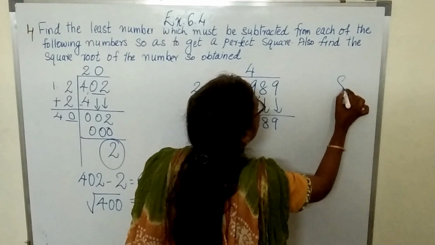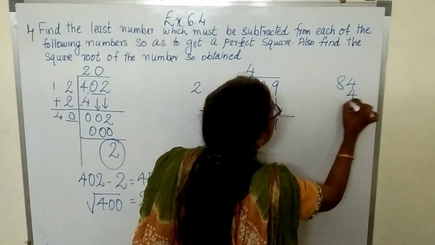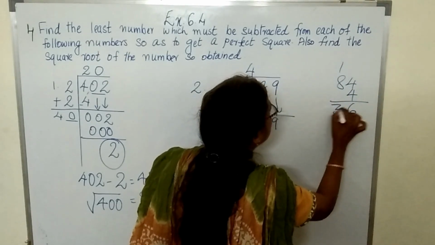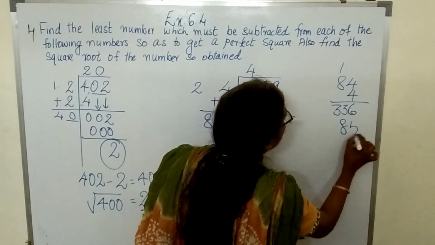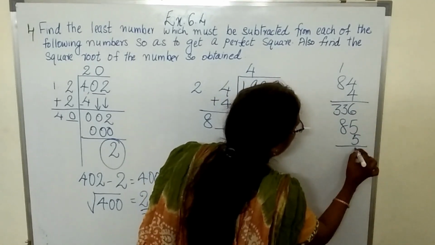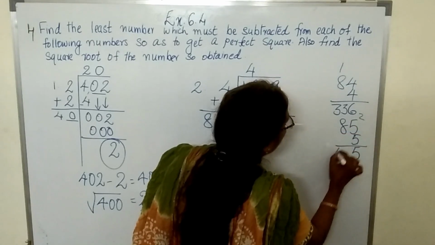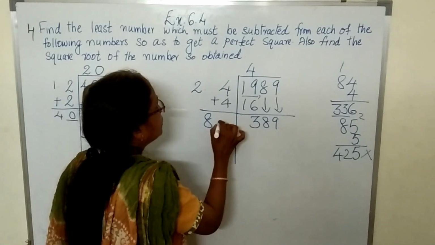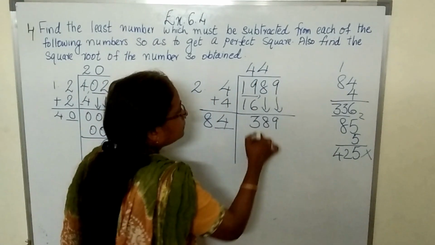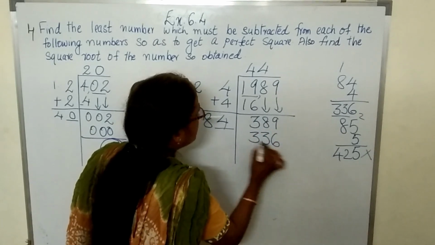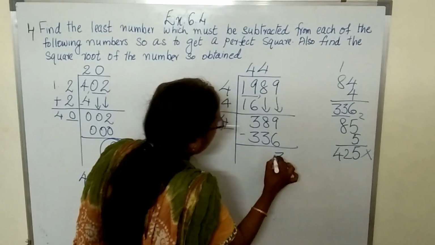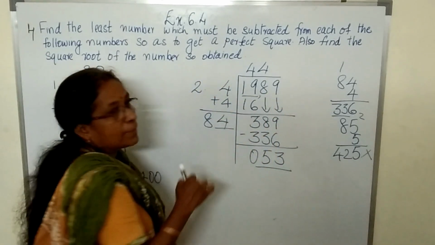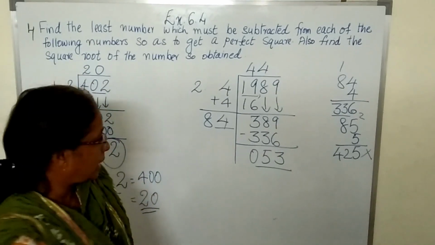Let us check. If you write 84, 4 4s are 16. 32 plus 1, 33. We can try with another number. 5 5s are 25. 8 5s are 40 plus 2, 42. This is not possible. So we need to go with this number. So 84. 336. When we subtract, 3, 5. So if you remove 53 from this number, it will be a perfect square.